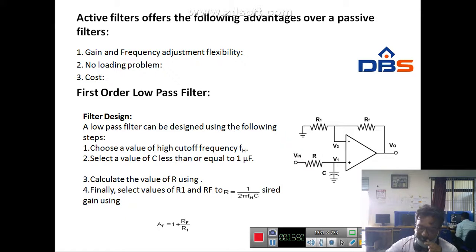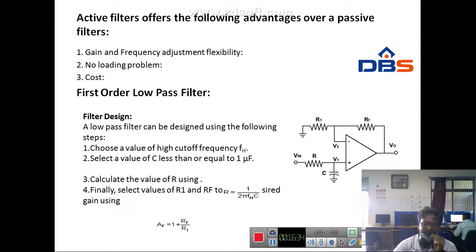So the filtering is done by using the RC components, and the R1 and RF resistors determine the gain of the filter. According to the voltage divider rule, the voltage at the non-inverting terminal, across the capacitor, is V1 equal to minus jXC divided by R minus jXC, times Vin. This equation we get by using the voltage divider rule.